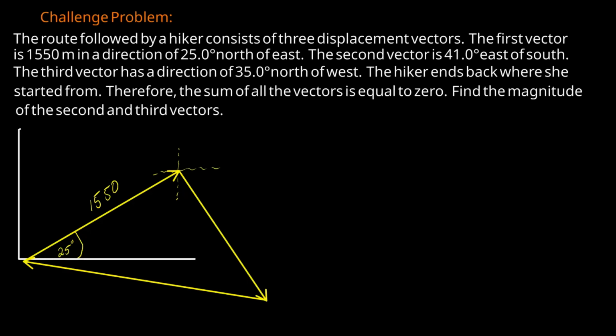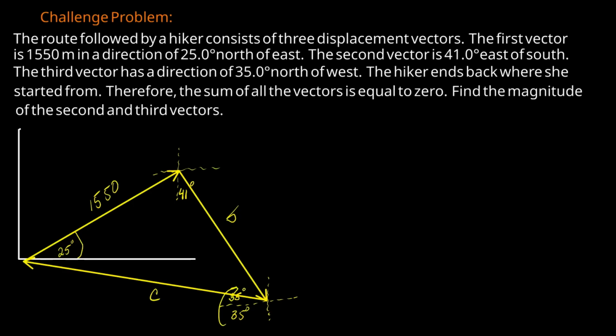Okay, the second vector is 41 degrees east of south. That makes this angle here 41 degrees. That'd be east of south. I'm going to call this vector B. Vector C here is going to be 35 degrees north of west. So again, I'm going to draw a little axis. So this angle is 35 degrees. Kind of hard to read that, but it's 35 degrees right there.